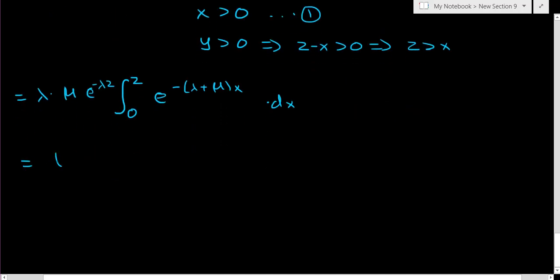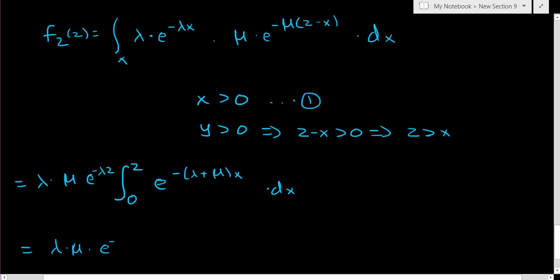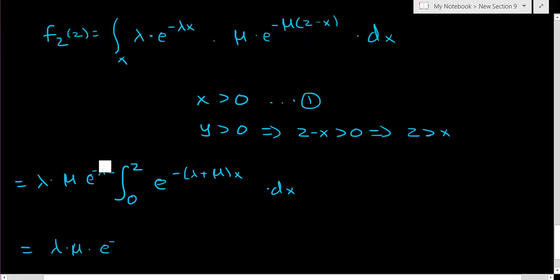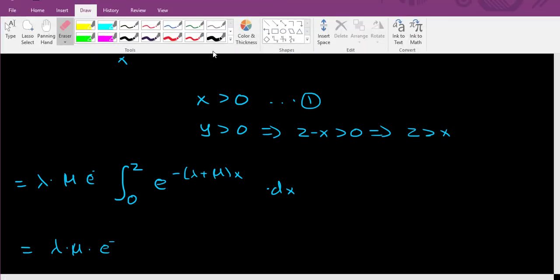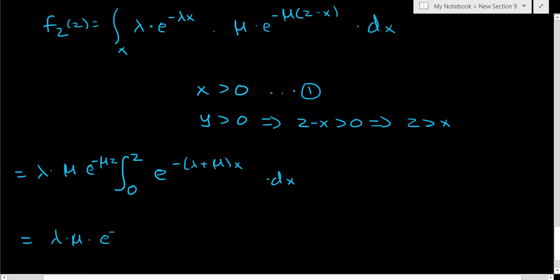So this becomes lambda into mu into e to the power of minus lambda z. Was it lambda or was it mu? Okay, this was e to the power of minus mu z. Let us correct that, because z was only with mu and not with lambda. So let us just correct that. Okay, so this is e to the power of minus mu z. That is what came out of this.